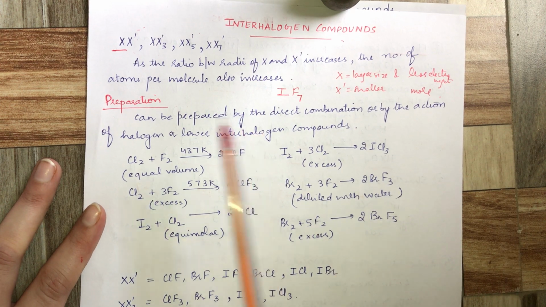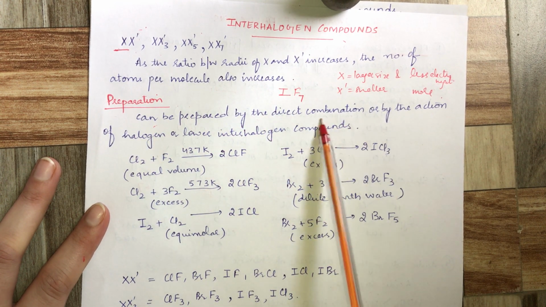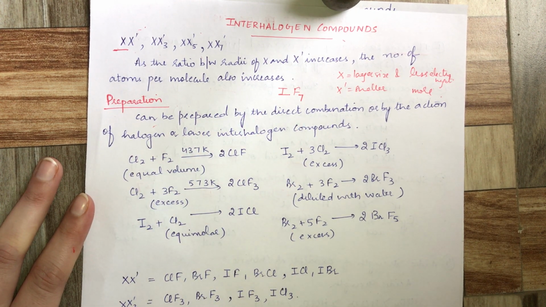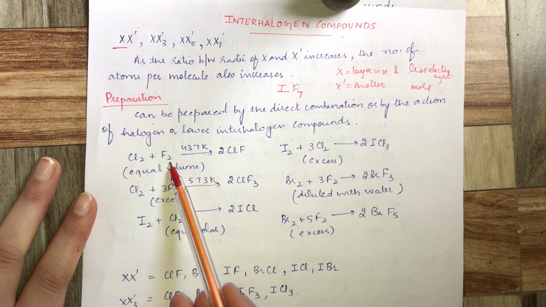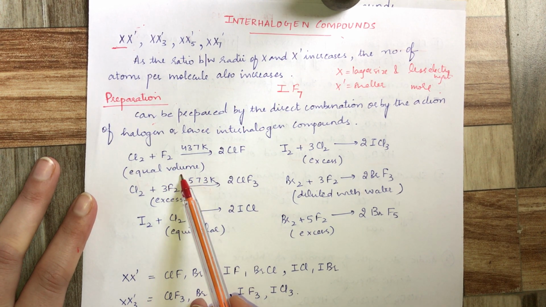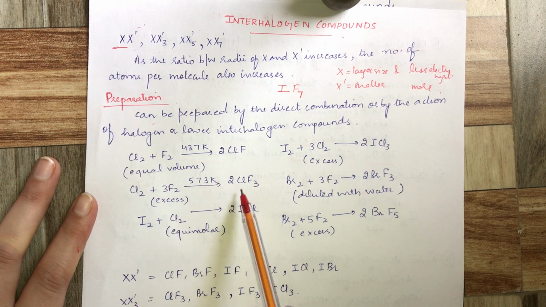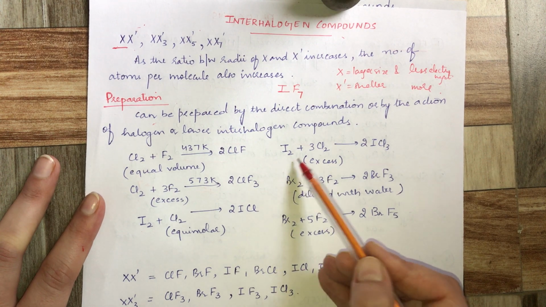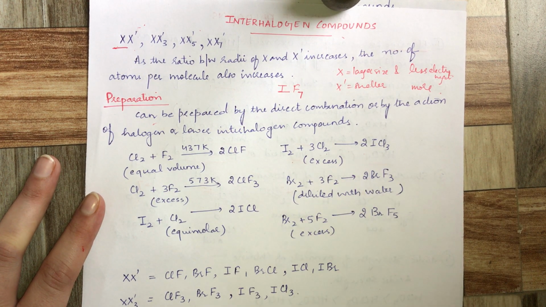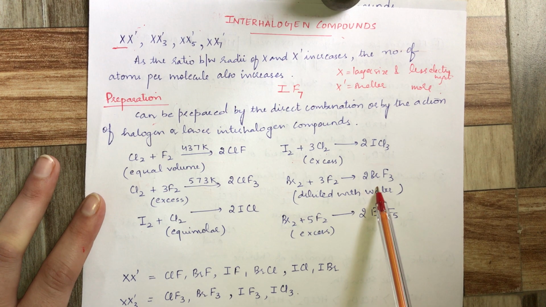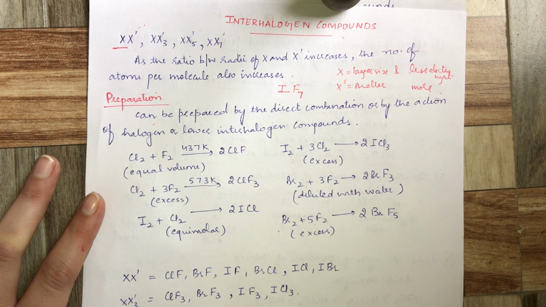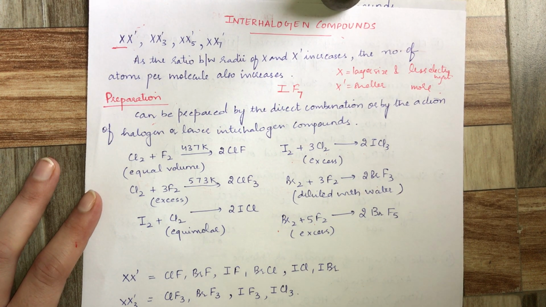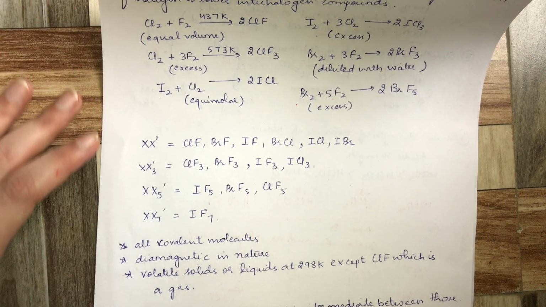How are interhalogen compounds prepared? They can be prepared by direct combination or by the action of a halogen on lower interhalogen compounds. Cl2 plus F2 forms ClF if they are in equal volumes. Cl2 plus 3F2 will form ClF3. I2 plus Cl2 will form ICl. I2 plus 3Cl2 gives ICl3. Br2 plus 3F2 will give BrF3, Br2 plus 5F2 will give BrF5. So this is how the interhalogen compounds are prepared.